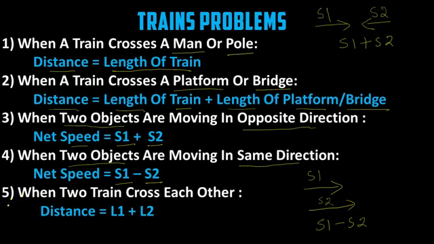Now fifth point is when two trains cross each other, then the distance travelled by the train is equal to length of first train plus length of second train. So these are the 5 points which you have to remember before starting any questions on train. Now we move on to our questions.